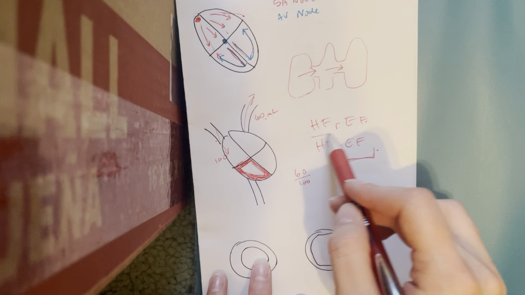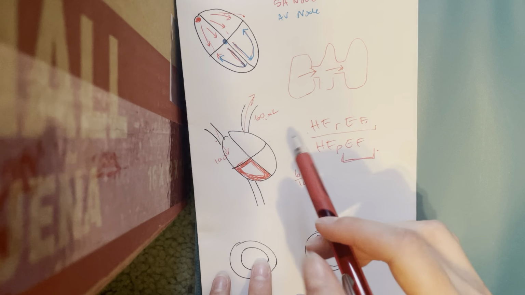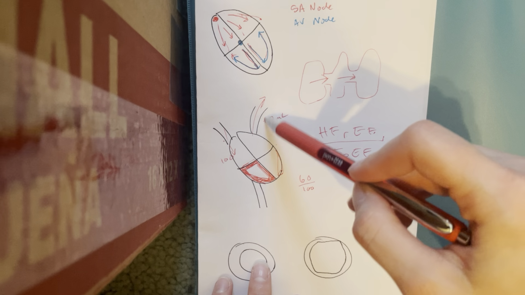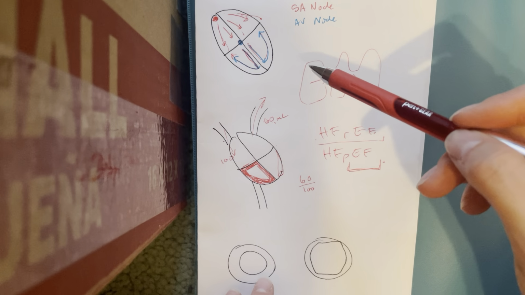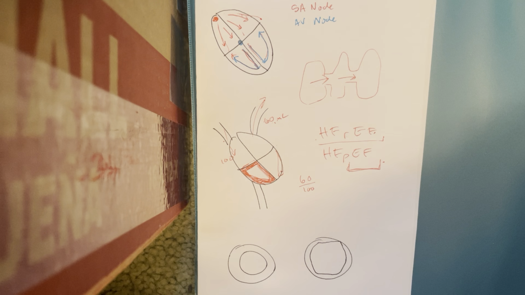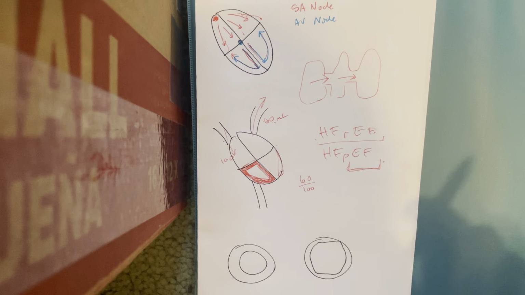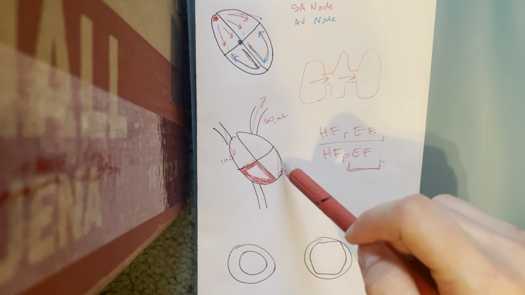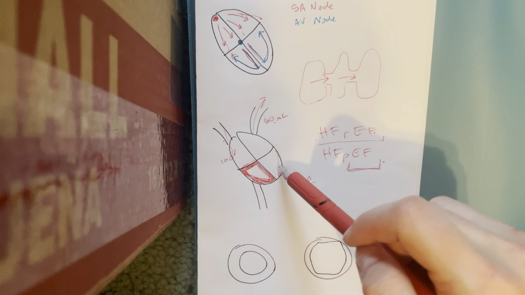Now HFrEF occurs whenever we have reduced ejection fraction. So we could say that this left ventricle is not contracting in a way that it needs to in order to keep up with the needed ejection of blood from the heart. It's a much more qualitative way of assessing everything, but basically it's interrupting the systolic function of the heart, which is basically how much blood is exiting.